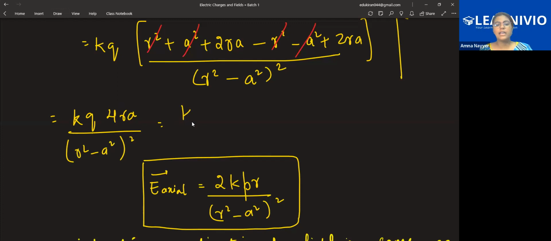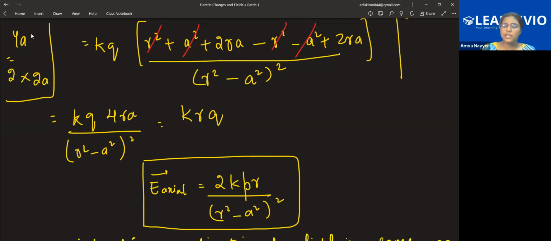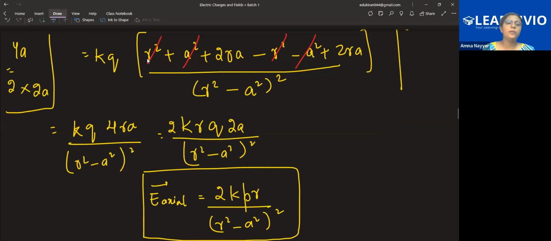Now look class, I'm just segregating two terms. It's the same thing which I have written already. a into r, fine. q, instead of 4a, class, if I write 4a as 2 into 2a, both are the same. I can write the number as 4a, or I can write it as 2 into 2a. Both are the same. So I'm writing here 2a and here 2 divided by r square minus a square whole square.